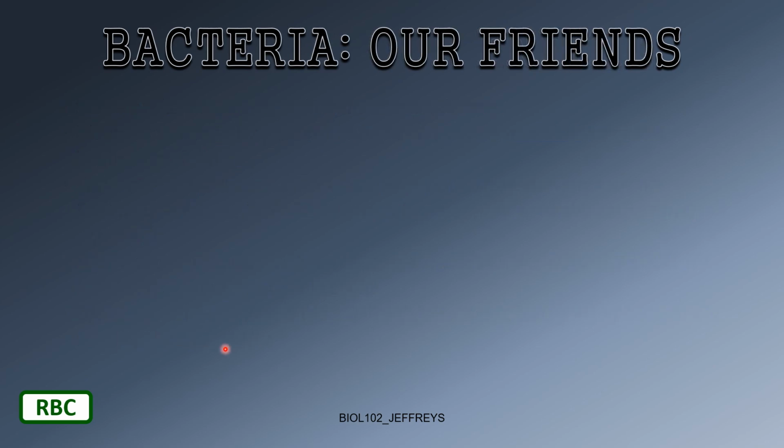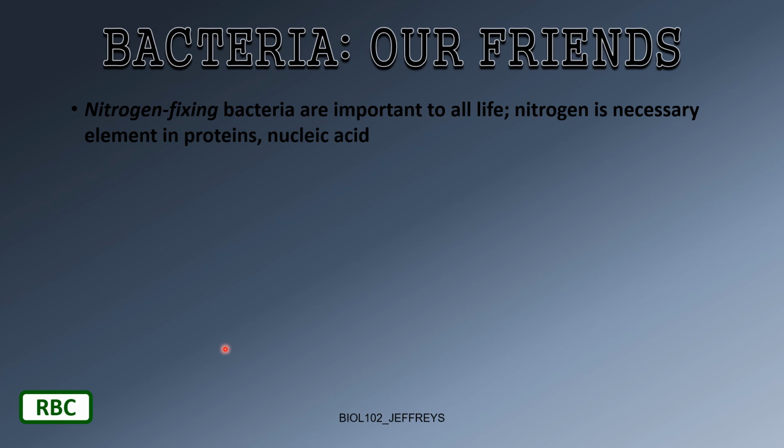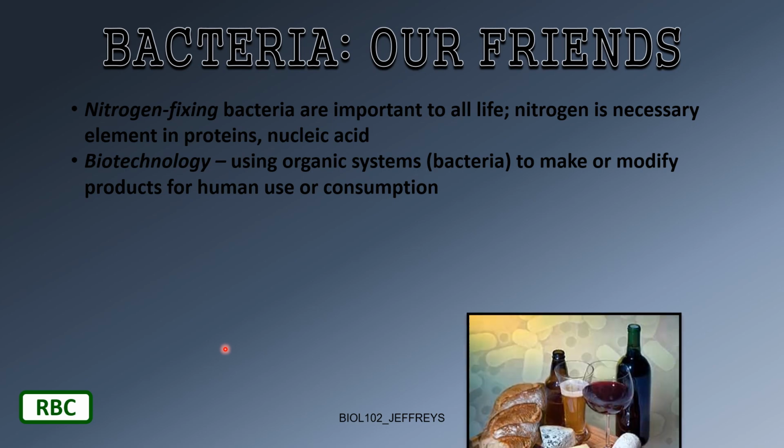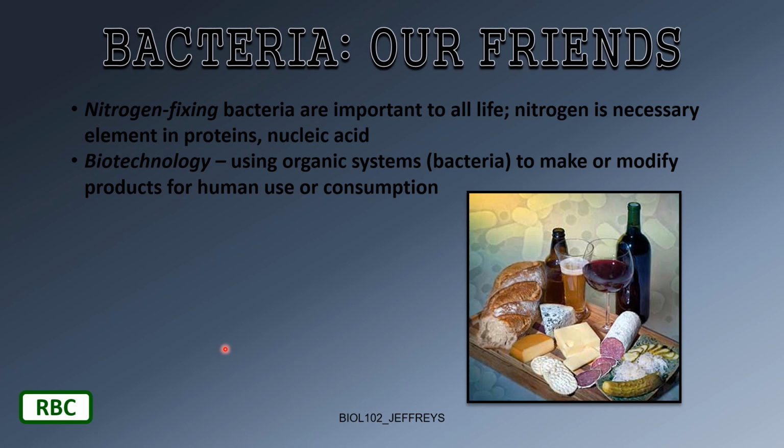And then on the other side of the coin, we have bacteria that are friendly to us, or that we need. Nitrogen-fixing bacteria, as you have learned in the nitrogen cycle, are important to all life. We need nitrogen to make proteins, to make amino acids, which we use to make DNA and RNA. So we need nitrogen-fixing bacteria. So in that sense, they are our friends. And biotechnology is using organic systems like bacteria to make or modify products for human use or consumption. And bacteria are used often in making things like bread. Here's bread and cheese, and here is fermented meats and vegetables and wines and beers. Bacteria is used, fungi is used, of course, but we're talking about bacteria here, prokaryotes.